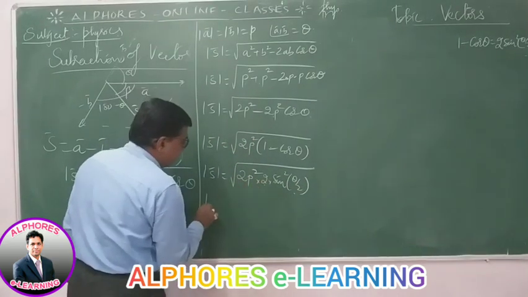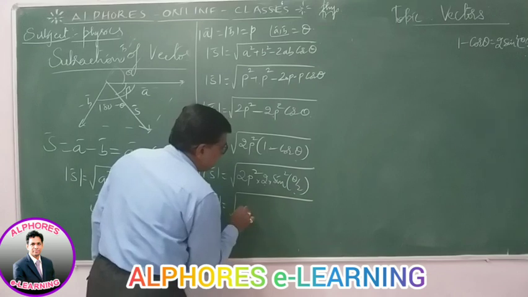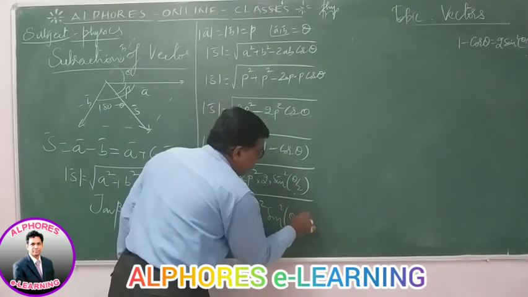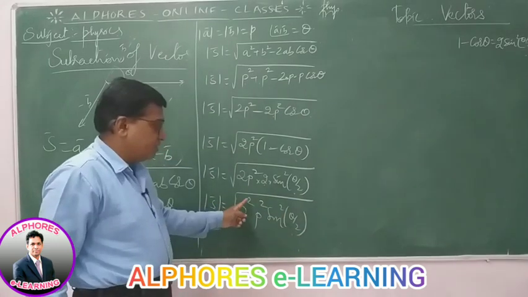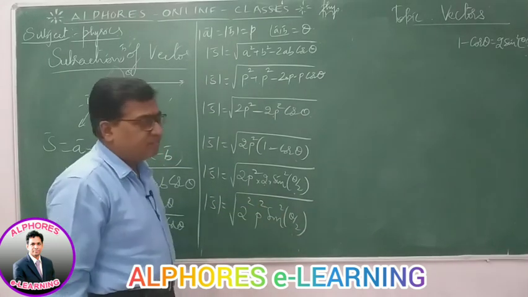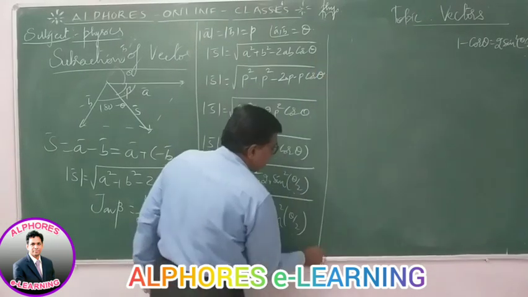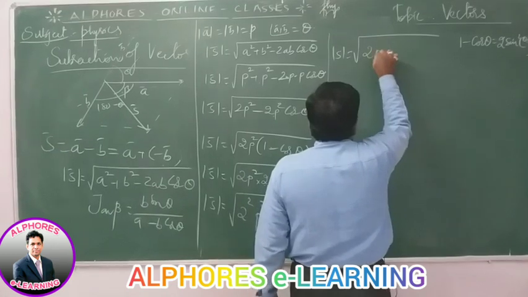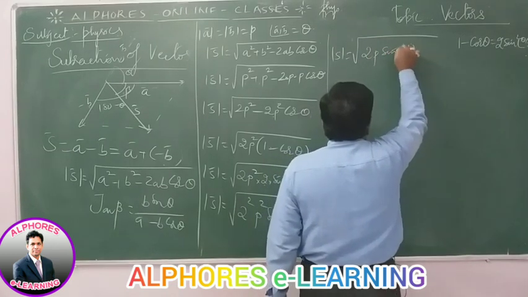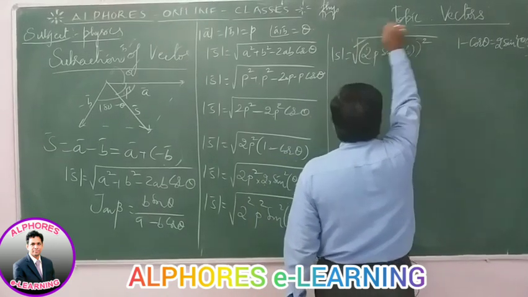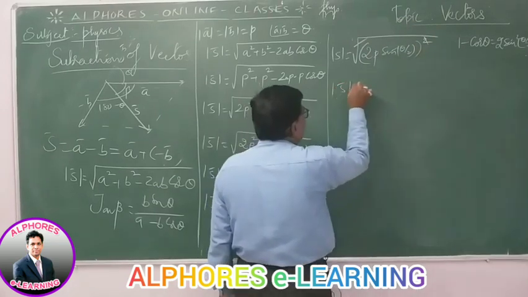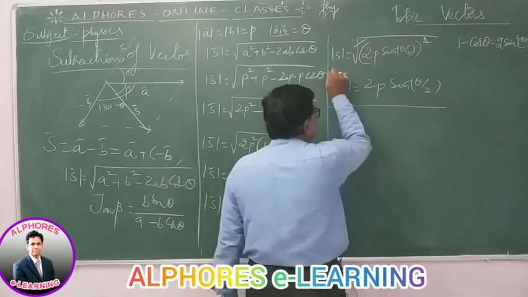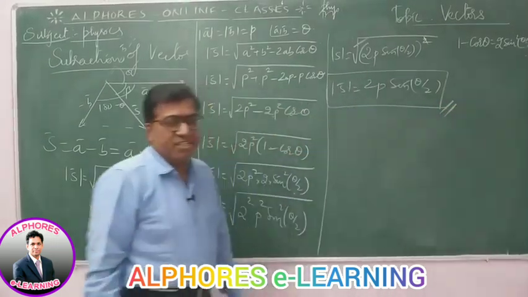Well, 2 into 2 I can write as 2 square. So it's 2 square P square sin square theta by 2. So square and root, you can cancel. So mod S is equal to under root of (2P sin theta by 2) whole square. So the square root cancels, and mod S is 2P sin theta by 2. So this is the magnitude for the subtraction resultant.